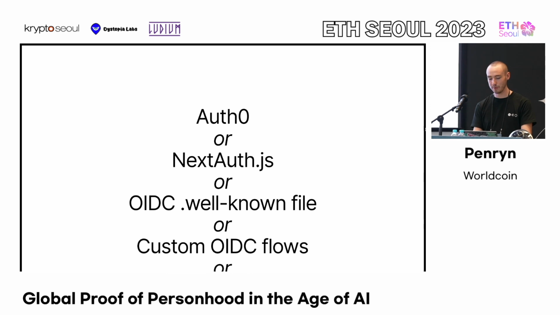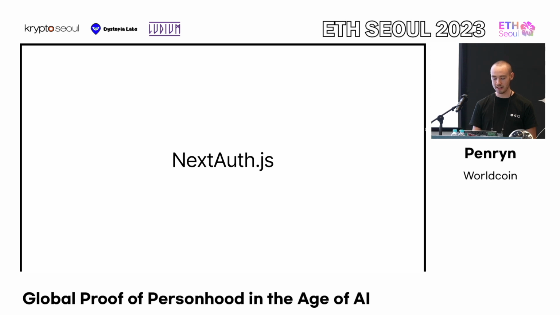Now, if you want to integrate sign-in with Worldcoin, there's a bunch of different ways. Auth0, as I mentioned. There's NextAuth. You can use the OIDC well-known file with another provider, build out custom OIDC flows. But for now, let's focus on how you would integrate it with NextAuth.